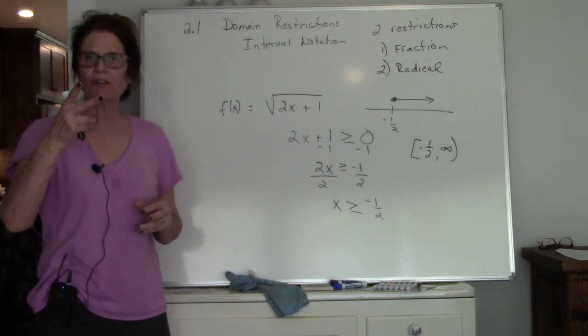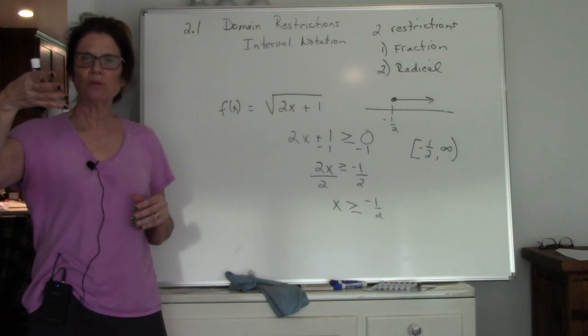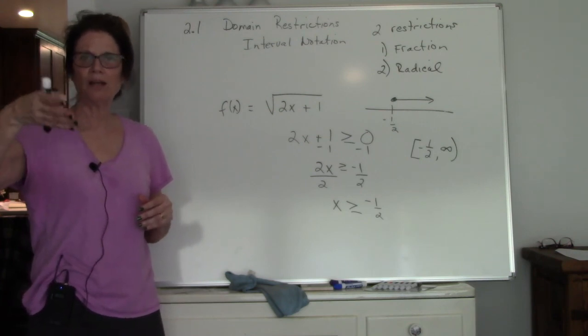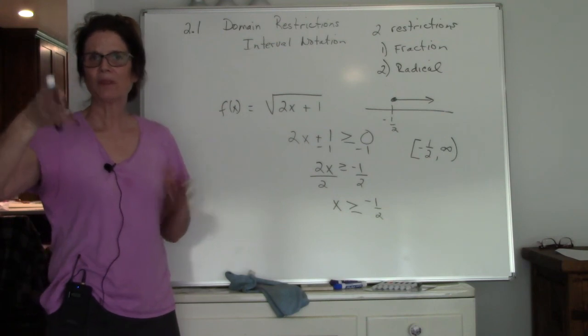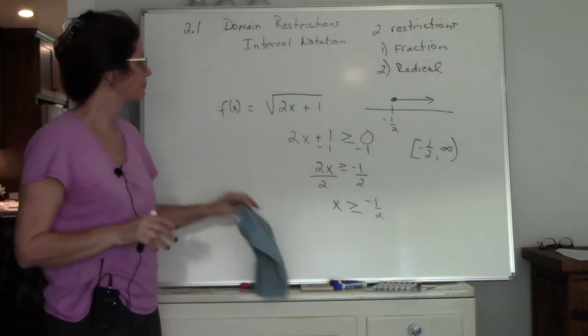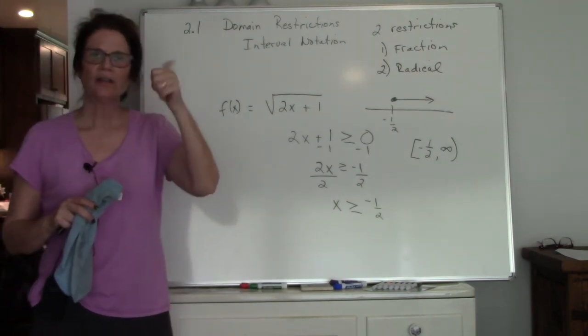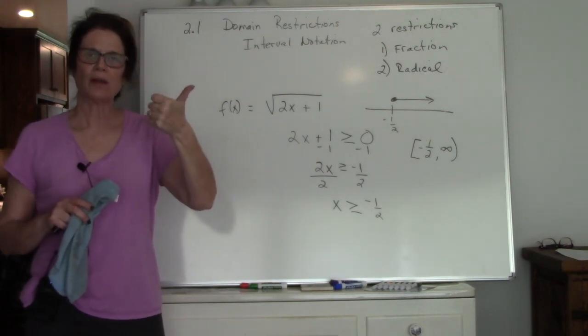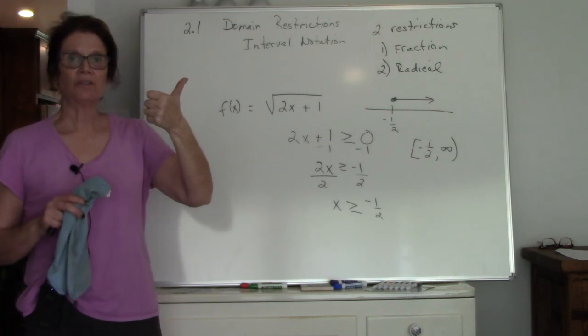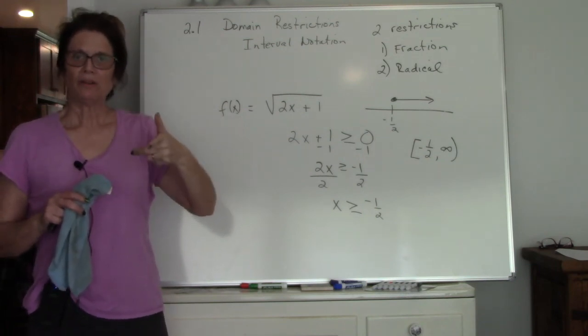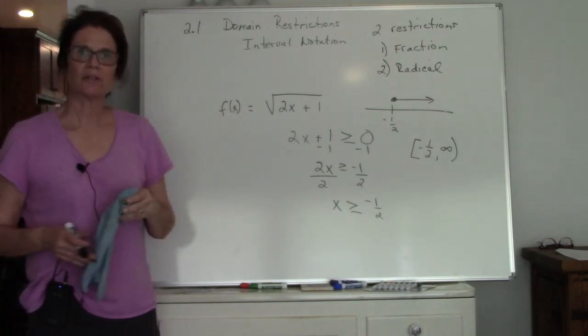Two restrictions for now. As we get further in, when we get into logarithms, you can't have a negative logarithm, but we'll hold that for now. So, 2 restrictions. When there's a fraction, you set the denominator to not equal 0 and solve. With a radical, the expression underneath has to be greater than or equal to 0.